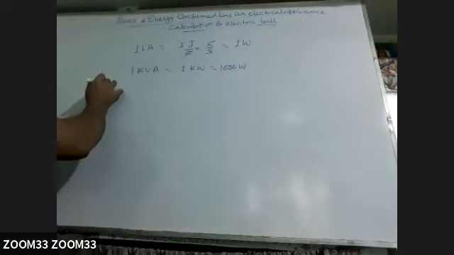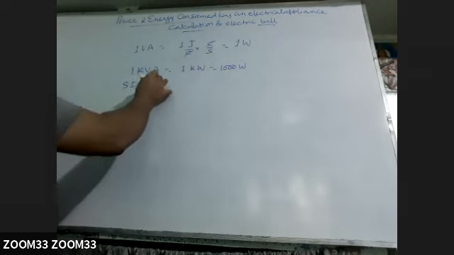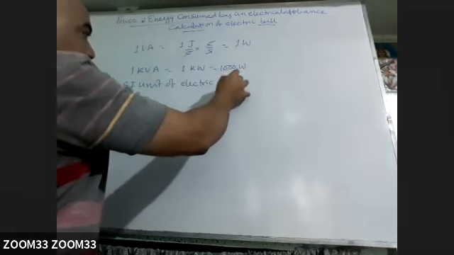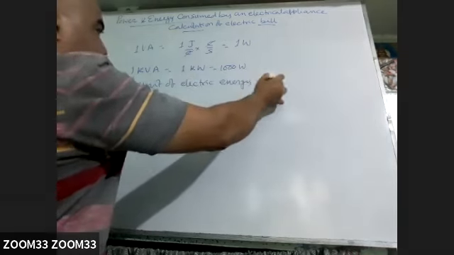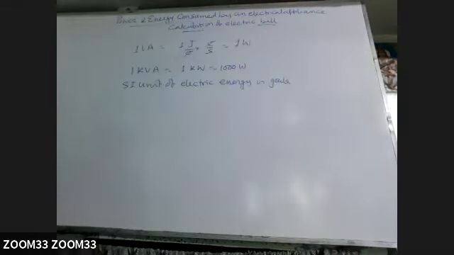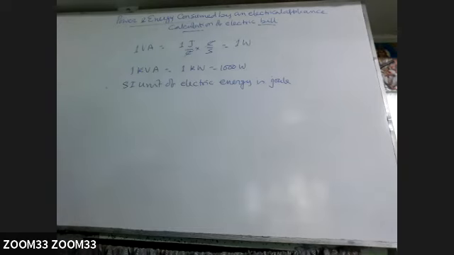Now, unit of energy. So the SI unit of electric energy is the same, joule only. So 1 joule means if an appliance of power 1 watt or 1 VA is used for 1 second, the energy consumed will be 1 joule.